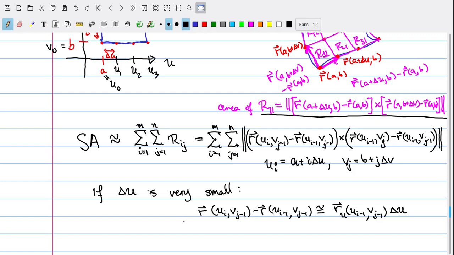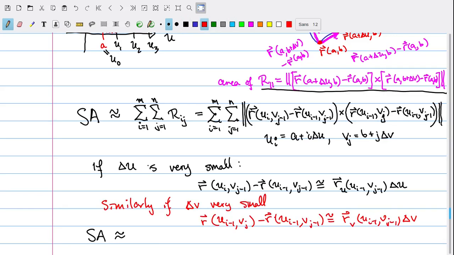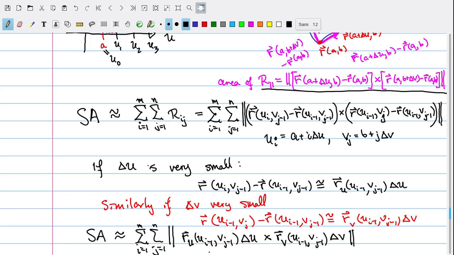And very similarly, I can get an approximation for r of u_i minus 1 v_j minus r of u_i minus 1 v_j minus 1. And if I do that, I can come up with a really nice new approximation for the surface area. So let's do the approximation for the second difference in red. For delta v very small, r of u_i minus 1 v_j minus r of u_i minus 1 v_j minus 1 is equal to r sub v, the partial derivative with respect to v now, of u_i minus 1 v_j minus 1 times delta v.